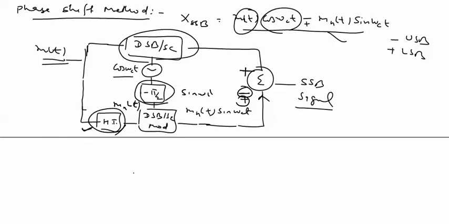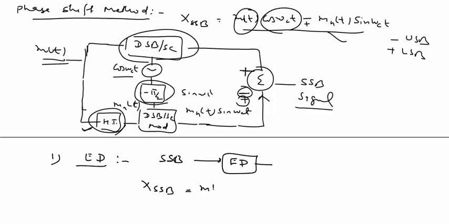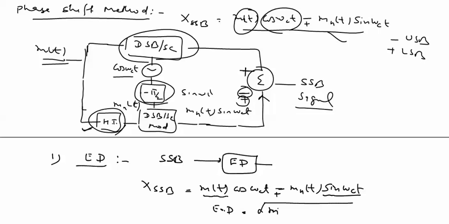Demodulation of SSB-SC. For demodulation purposes we can use an ED, envelope detector. If we use ED for demodulation, the SSB signal is m(t) cos omega_c t minus plus m_h(t) sin omega_c t. If we apply ED, what is the rule of ED? It gives the root of m square t plus m_h square t.